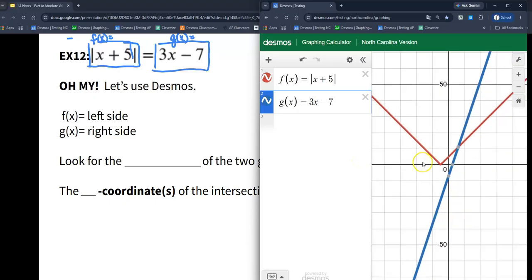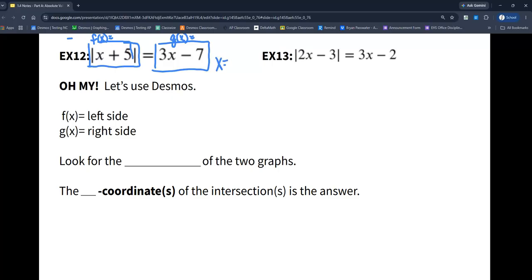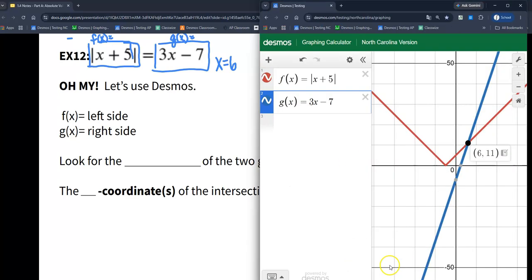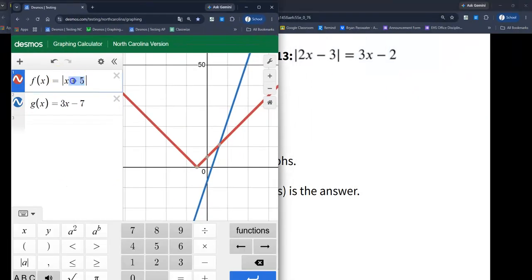Okay? All right. Which of these, 6 or 11, which one is our answer? 6, because we're finding an x, right? We want the x coordinate. So our answer for that one is x equals 6. Okay, does that make sense? Try the next one on your own. I'm going to freeze my screen so you can't see it. And I'm going to come around and see if you've got it. Everybody needs to type it in on their own.